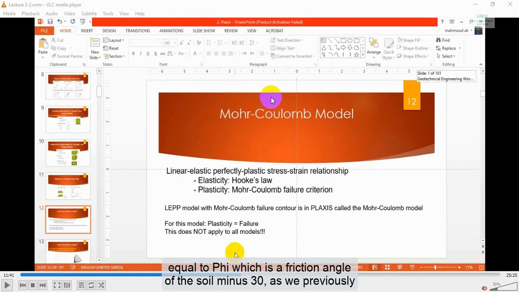30. As we previously mentioned, the linear elastic model can be used for a stiff structure inside the soil. However, to accurately simulate the soil behavior, this will not work, and some additional parameters need to be defined to account for the soil elasticity. For the Mohr-Coulomb failure criterion we are discussing now, these parameters are the cohesion C, the friction angle phi, and the dilation angle psi.